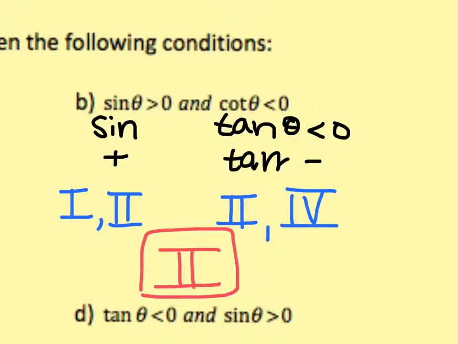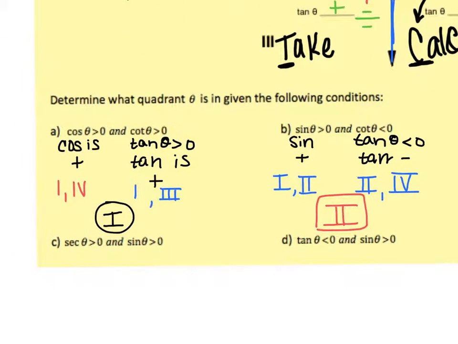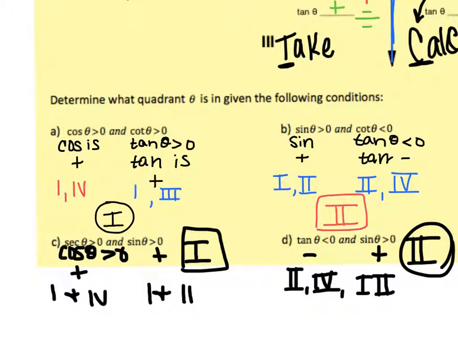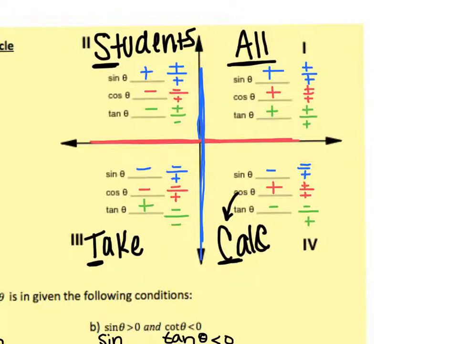Okay, try the next two, press pause, and then check your answer. Alright, so the answer for C is in the first quadrant, and the answer for D is in the second quadrant. Okay, back to the unit circle.